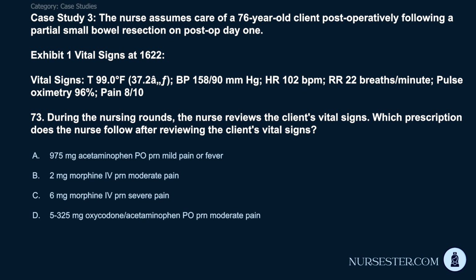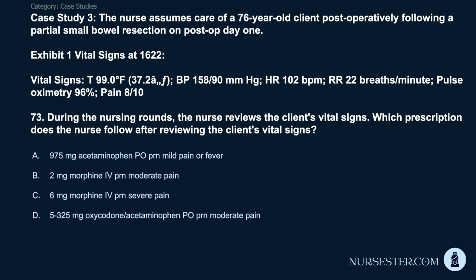Case Study 3. The nurse assumes care of a 76-year-old client postoperatively following a partial small bowel resection on post-op day 1. Exhibit 1, vital signs at 1622. Vital signs: T 99.0 degrees Fahrenheit, 37.2 C, BP 158/90 mmHg, HR 102 BPM, RR 22 breaths/minute, pulse oximetry 96%, pain 8/10. 73. During the nursing rounds, the nurse reviews the client's vital signs. Which prescription does the nurse follow after reviewing the client's vital signs?